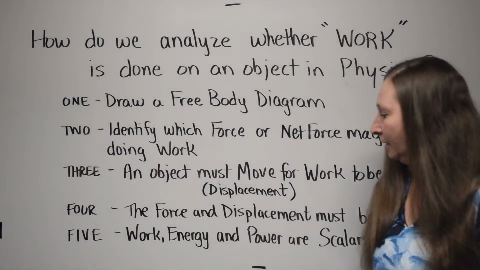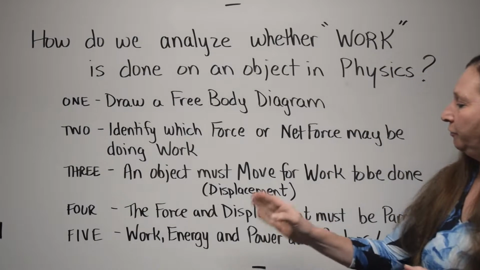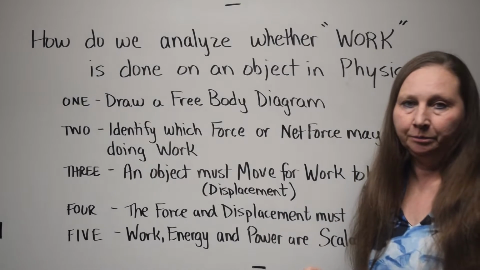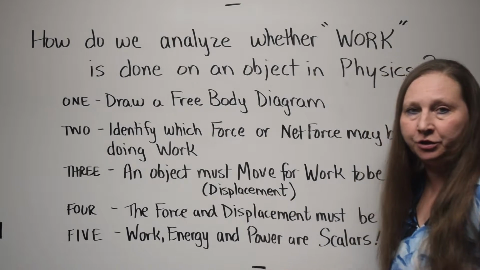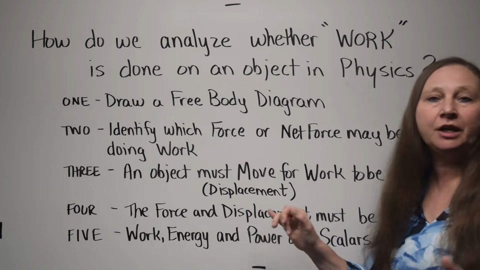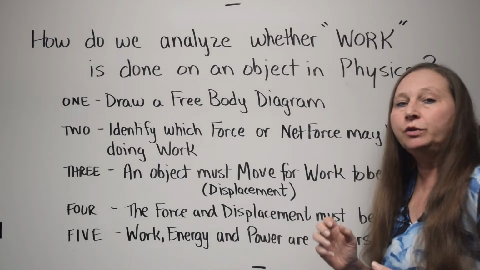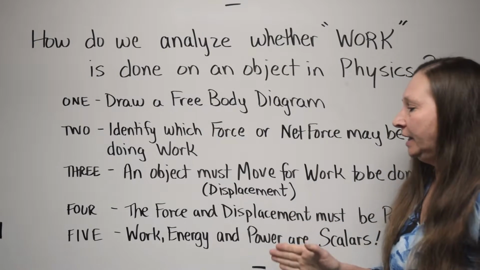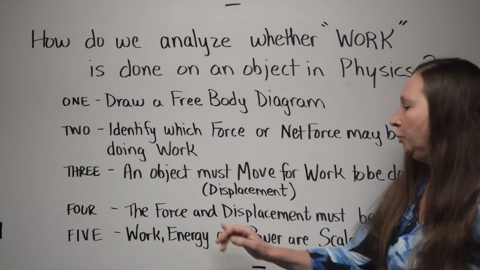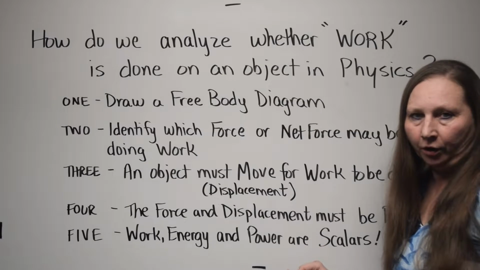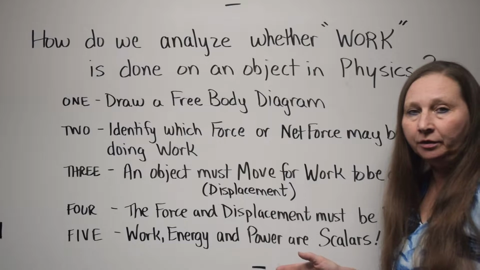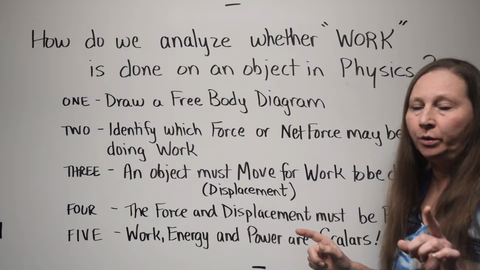Number 4. Keep in mind that the force and the displacement must be parallel. Now, I will be showing this to you in just a few minutes when we start the examples. But remember that force and displacement are both vectors, so they both have directions. And again, the force and the displacement must be parallel in order for the force to do work. If the force and the displacement are perpendicular to each other, no work is done. I will be showing this to you.